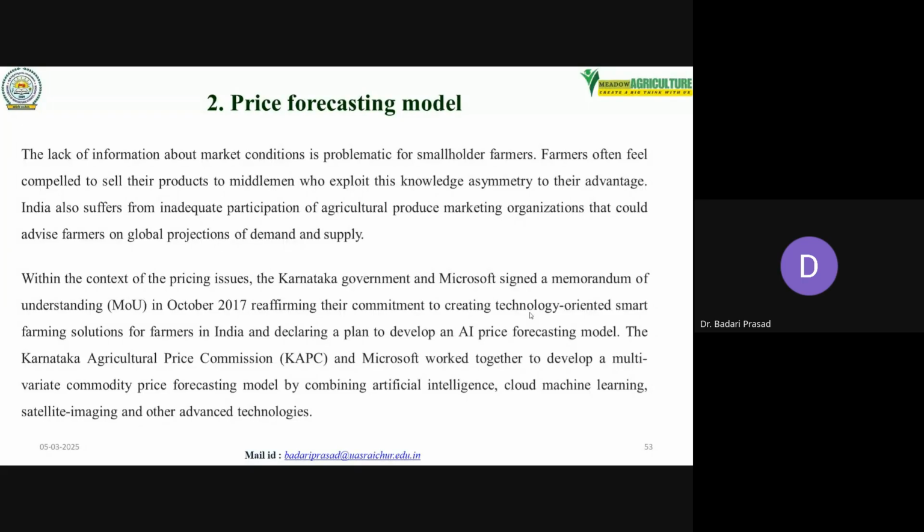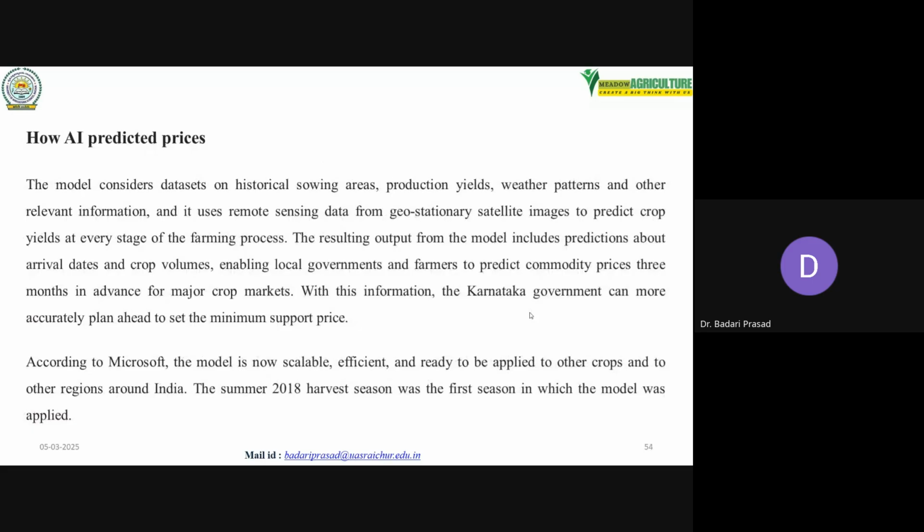So with this context, the Karnataka government and Microsoft signed an MOU in October 2017, reaffirming their commitment to creating technology-oriented smart farming solutions for farmers in India and declaring a plan to develop an AI price forecasting model. The Karnataka Agriculture Price Commission, along with Microsoft, worked together to develop a multivariate commodity price forecasting model by combining AI, cloud machine learning, satellite imaging, and other advanced technologies.